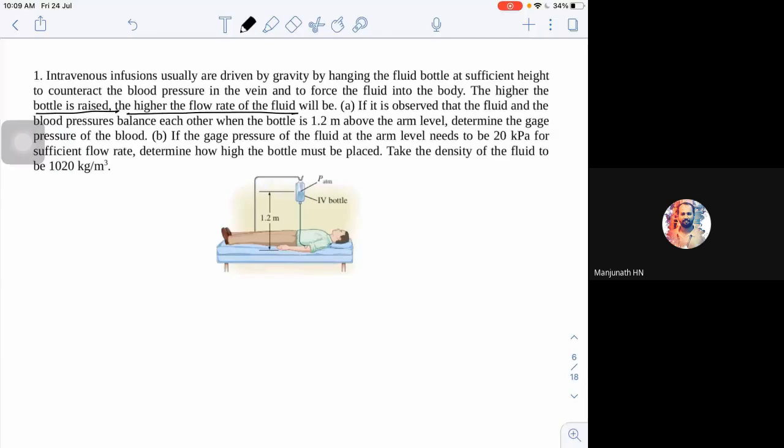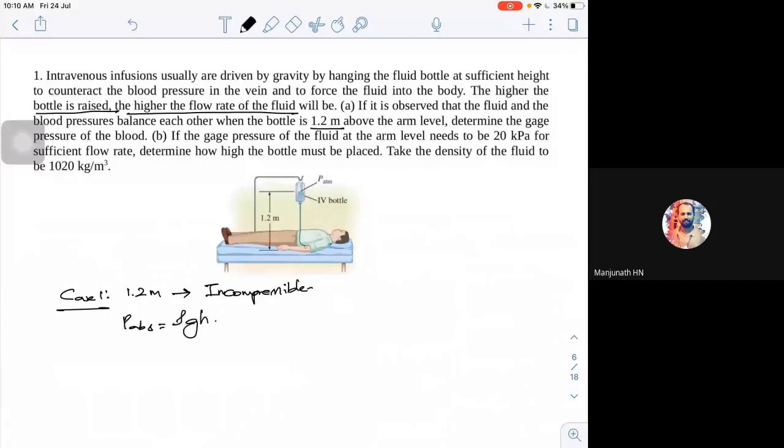Now there are two cases. Look at one case. It is observed that the fluid and the blood pressure balance each other when the bottle is at 1.2 meters. So it's an incompressible condition. That's where the pressure is given. So it is something like the absolute pressure is equal to rho g h. This is the problem we have.